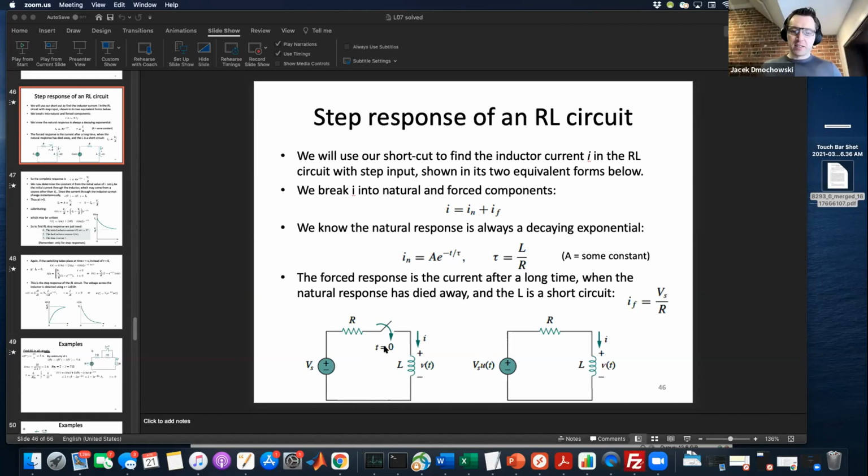You have an inductor that is sitting idle. This switch goes from the open position to the closed position.